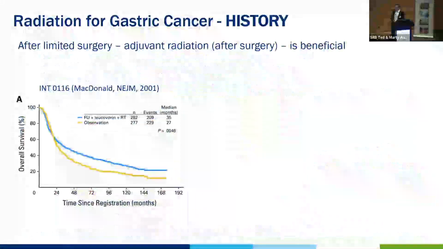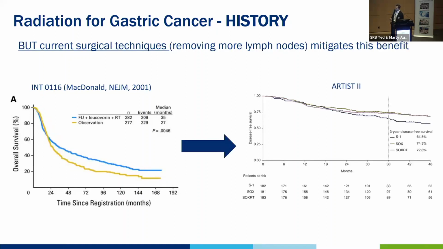Just historically, taking a look back, this is now an ancient trial from 2001, by McDonald, published in the New England Journal of Medicine. Gastric cancer has always been a surgically managed disease. And we look to identify if some patients may benefit from giving chemotherapy and radiation after surgery. And in this trial, after a very limited surgery, and as Dr. Pimiento previously mentioned, limited attention to the lymph nodes, there may have been some patients that benefited from chemoradiation when surgery is done in a limited manner.